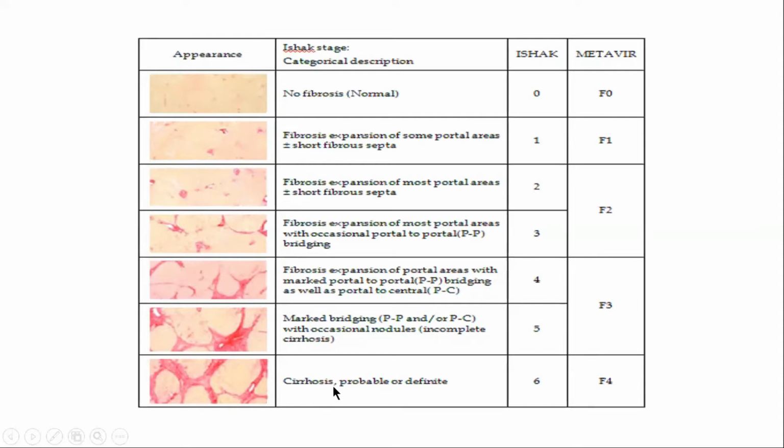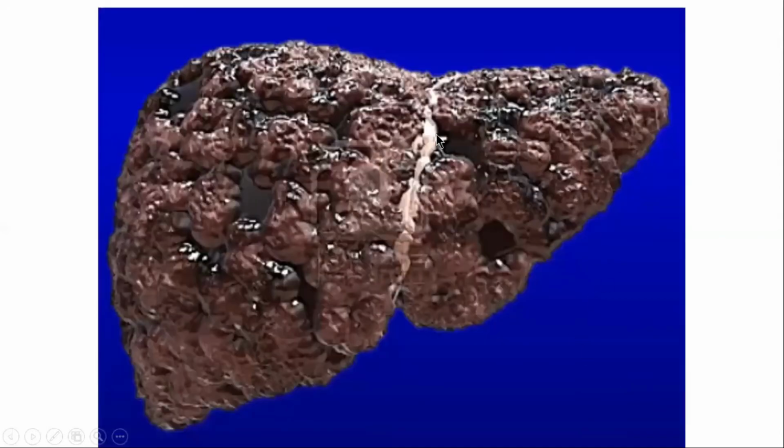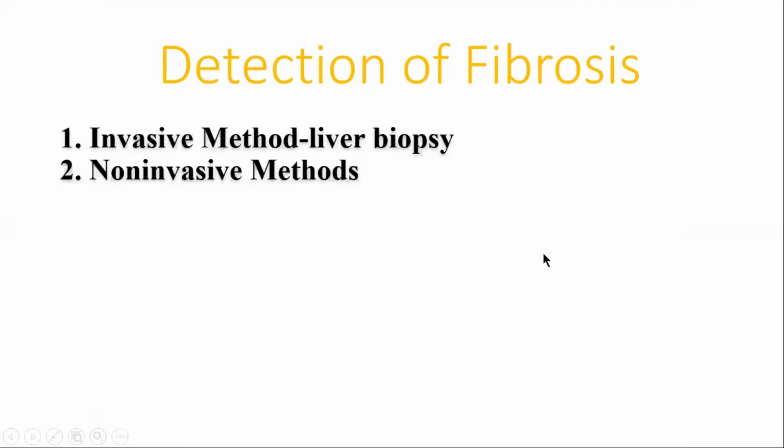And when there is definite or probable cirrhosis, then it will be Ishak stage 6 and Metavir stage F4. It is the appearance of the fibrous cirrhotic liver showing here. So how can we detect the fibrosis? We can detect fibrosis of the liver by invasive method and non-invasive method. Invasive method is liver biopsy, which has some complications.